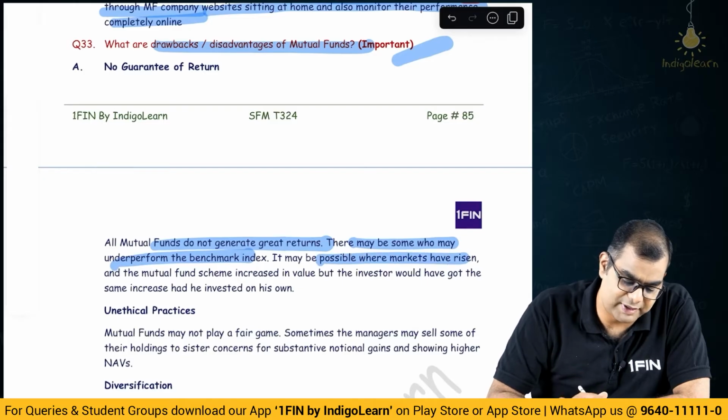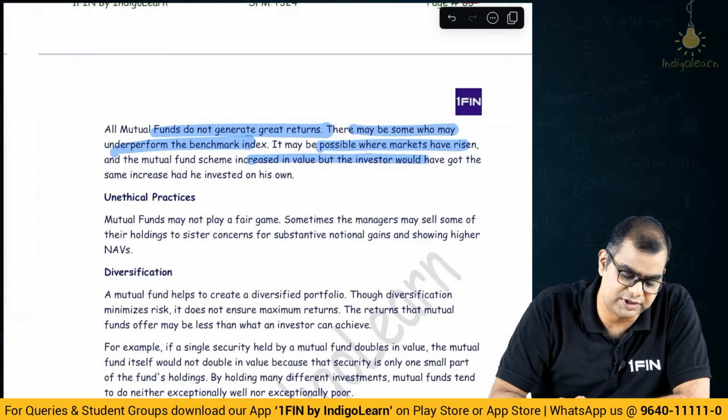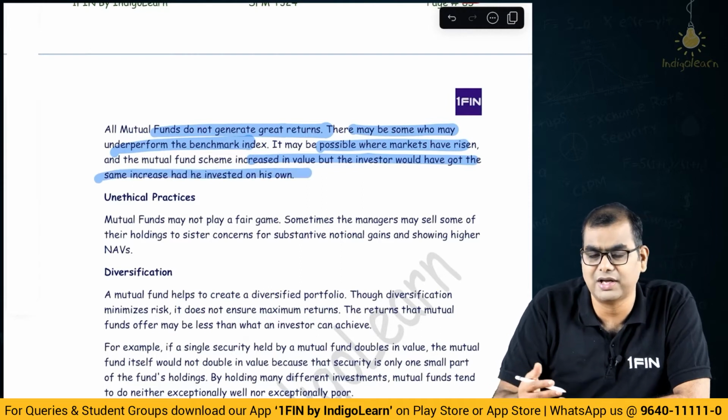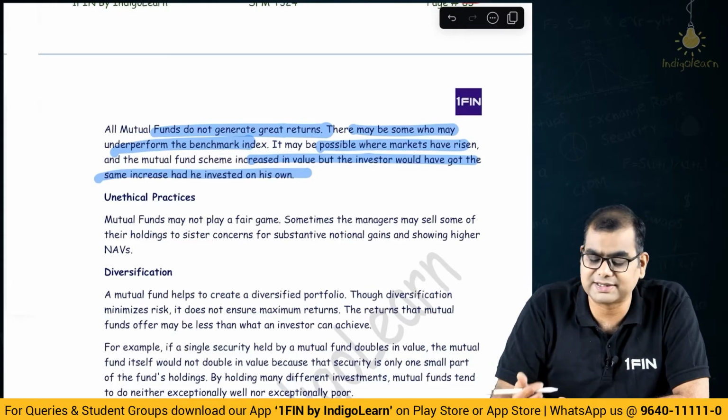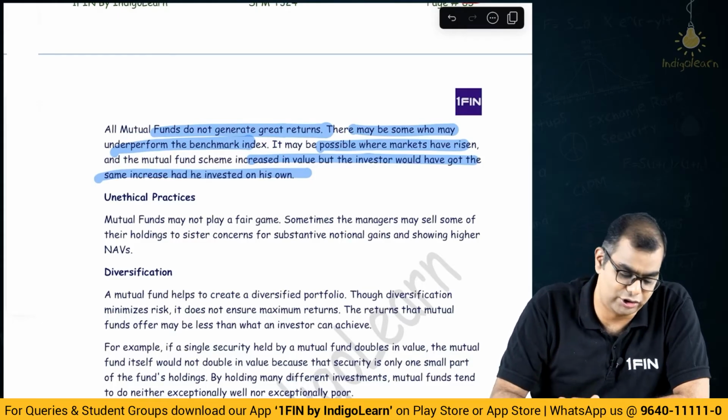It may be possible that markets have risen and mutual fund schemes increase in value, but the investor would have got the same increase had he invested on his own. So sometimes that expert may not be doing a great job. You may get the same kind of return if you were to handle it on your own.